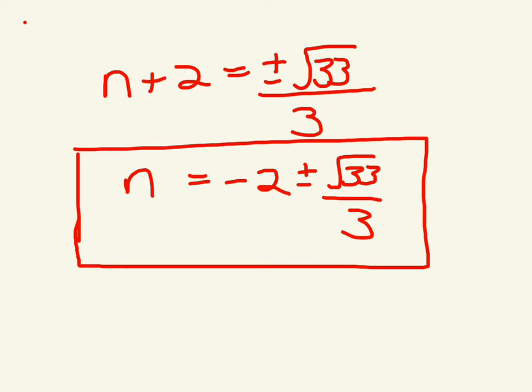Taking the square root, you end up with the positive and the negative. So n plus 2 equals plus or minus the square root of 33 divided by 3. Subtract 2 to the other side, and you have your final answer.